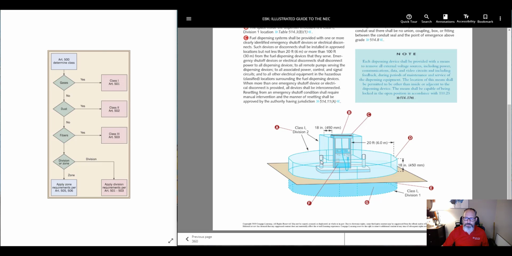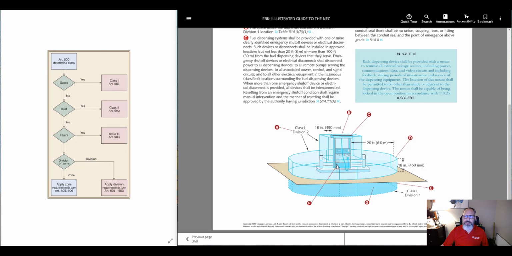And then it comes down, and then it hits a much wider 20-foot diameter or oval, 18 inches up from the ground, 20 feet in an oval around that filling island, will be a Class 1 Division 2. But it's 18 inches up, again, because vapors are going to sit closer to the ground. And then below ground, it's Class 1 Division 1. Well, you're probably thinking, well, what's going to be underground? What about conduit? Conduit coming in to feed this is considered Class 1 Division 1.